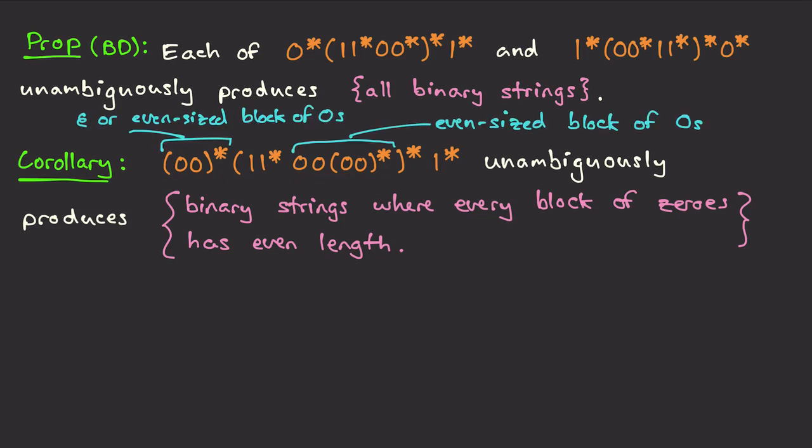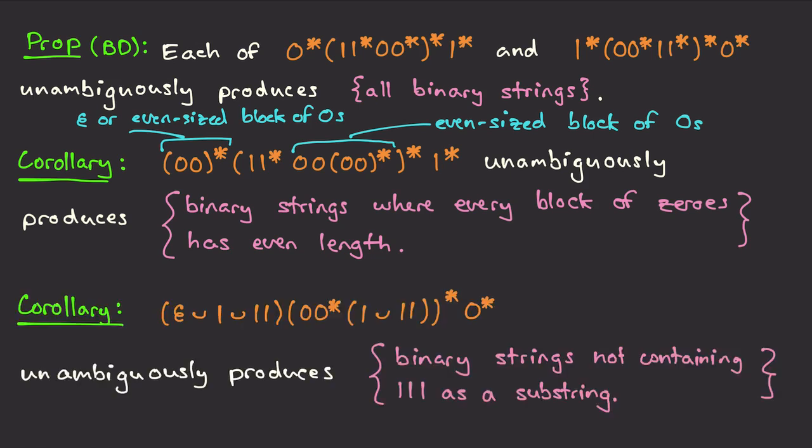Say now that we want to describe the set of binary strings that do not contain 111 as a substring. None of the methods we've seen in this lecture or the last work to describe the set apart from this one. A string fails to contain 111 as a substring if and only if all its blocks of ones have length 1 or 2. So we take the block decomposition, we replace all the parts that describe a general block of ones with a block of ones of length 1 or 2, and we get an expression which unambiguously produces the set we're interested in. Both these examples are unambiguous for exactly the same reason that the block decomposition itself is unambiguous.